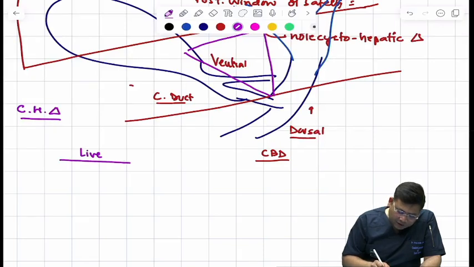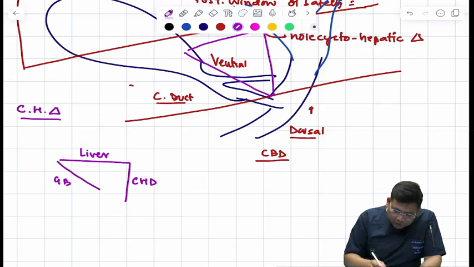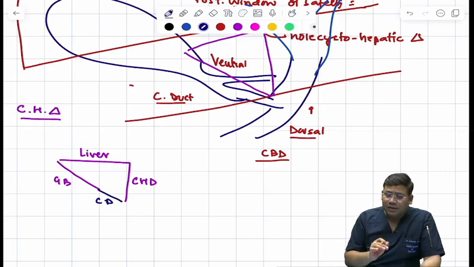It is the inferior surface of the liver, it is the common hepatic duct, and it is the gallbladder, along with that a part of cystic duct. This is what is cholecystohepatic.